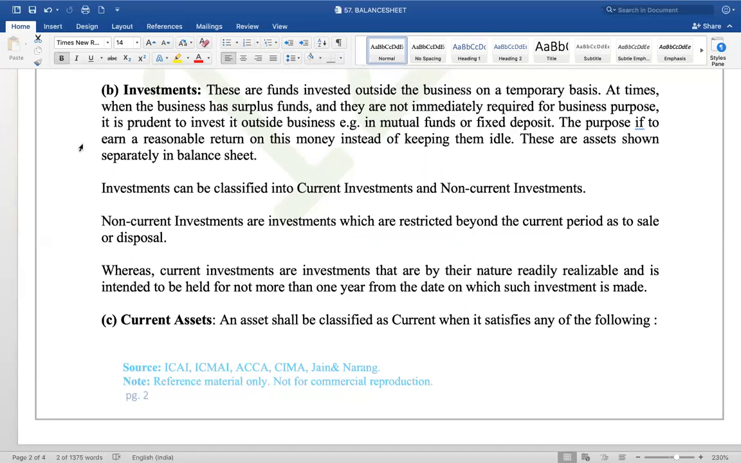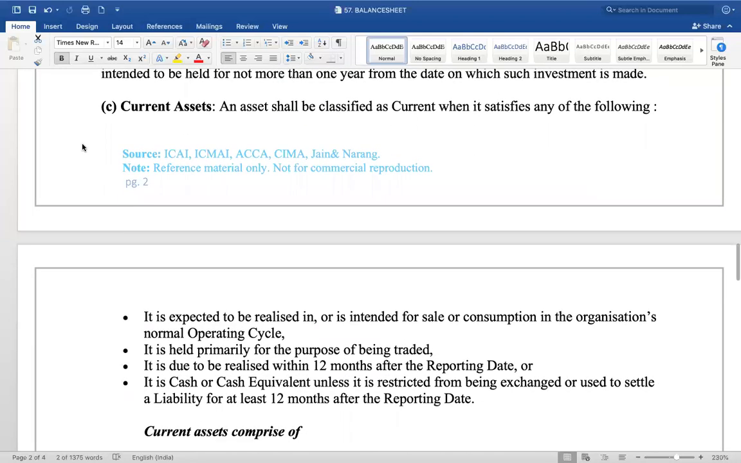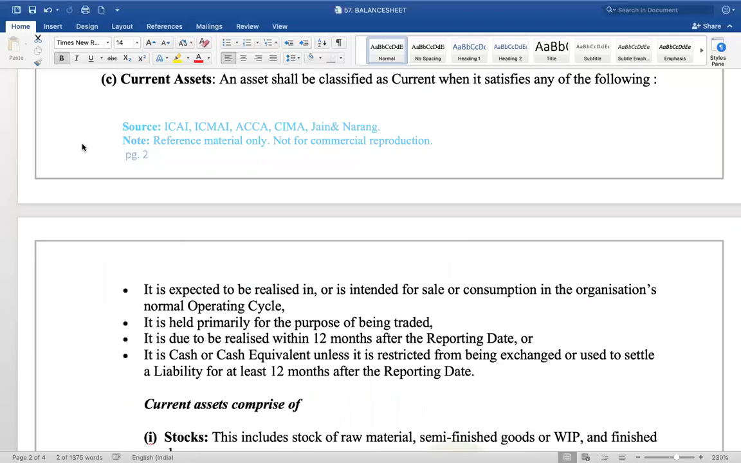If it is for 6 months, then you can treat it as a current asset or current investment. Let us come to current assets. What are the current assets? If the assets are satisfying the below rules, then it's a current asset.